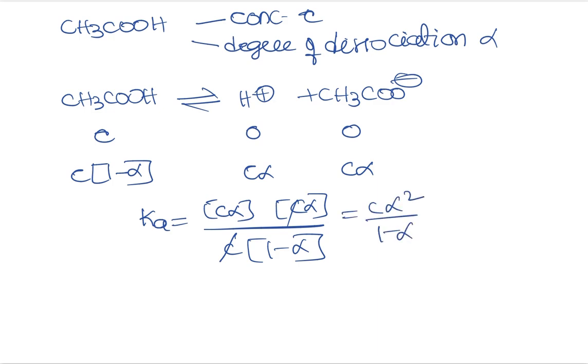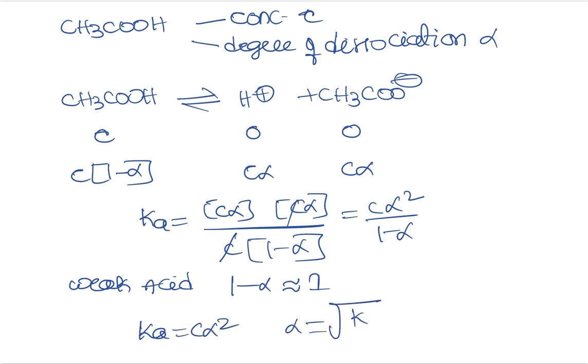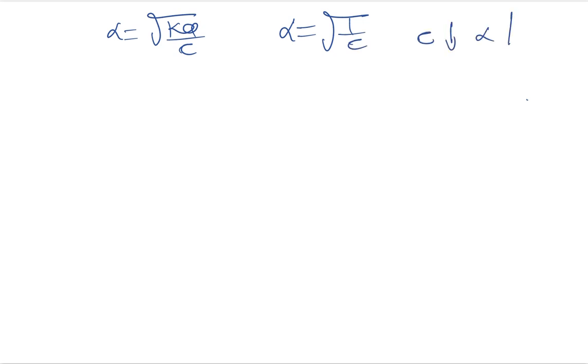Here is the important point. For a weak acid, the degree of dissociation is very small, so 1 minus alpha can be considered approximately 1. So now Ka is equal to C alpha squared, and alpha is equal to root over Ka by C. This is the important formula. Ka is a constant, so alpha is proportional to root over 1 by C. So as concentration decreases, alpha increases.